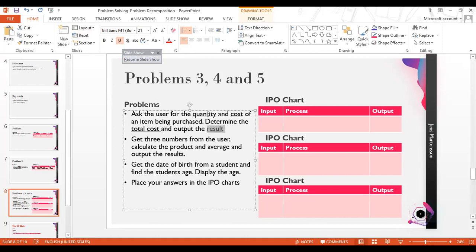Let us first examine the input. It says ask the user for, and what are we asking the user for? Quantity and cost. We go ahead and put those into the column. I'm going to use QTY for the sake of space.